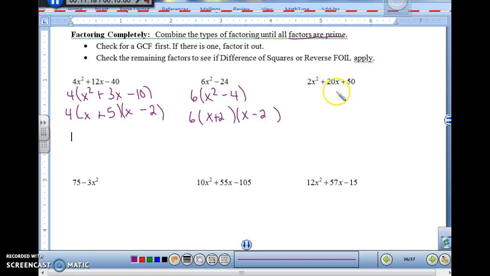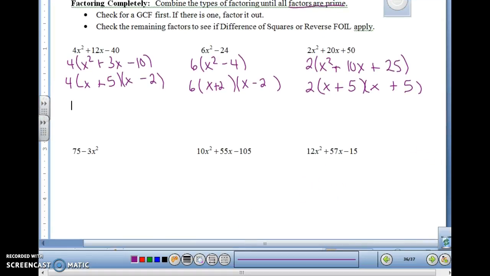2x squared plus 20x plus 50. GCF is 2. X squared plus 10x plus 25. So trinomial, probably reverse FOIL, double bubbles, x and x, both positives. Factors of 25 that give me 10 would be 5 and 5. So make sure you take the GCF out first, and then worry about difference of squares or reverse FOIL.